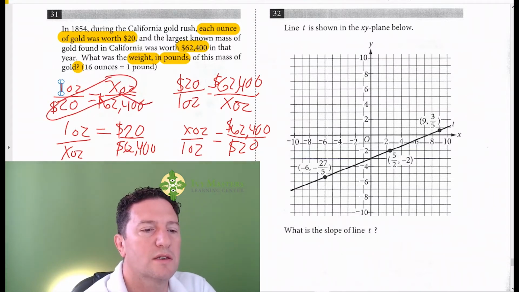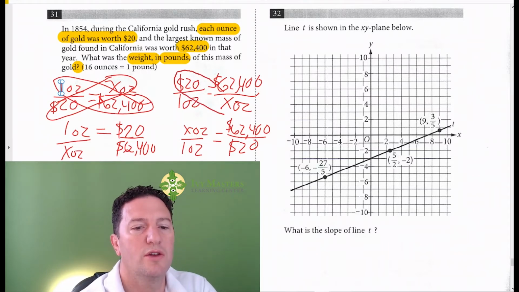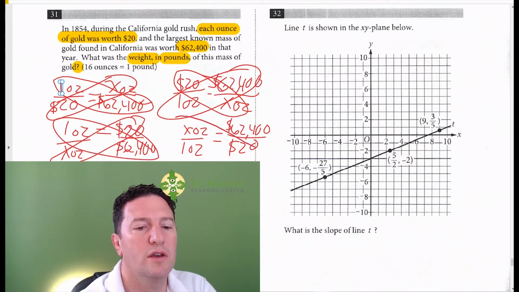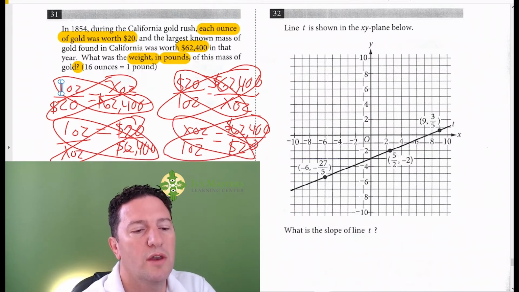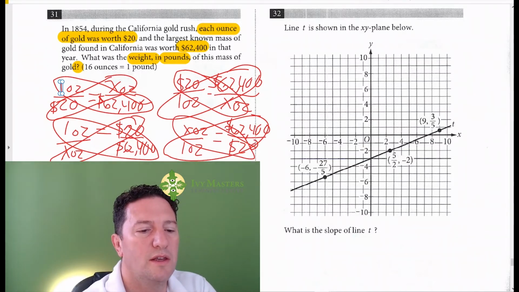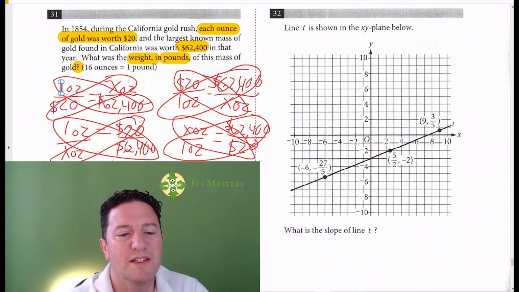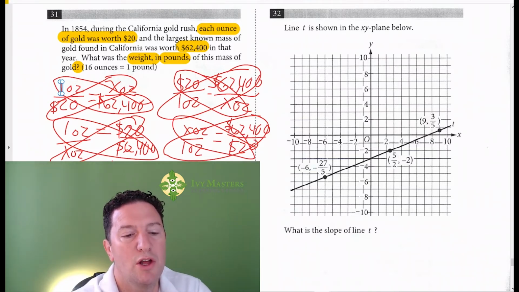You get 20x equals 62,400. I know this is with calc math, but the simplification here is pretty simple. Since they both end in a 0, I could just chop them off. That's like dividing the top and bottom by 10. Then we could divide 2 into 62,400, and what we get is 3,120.